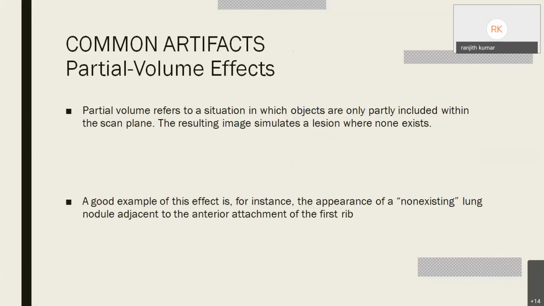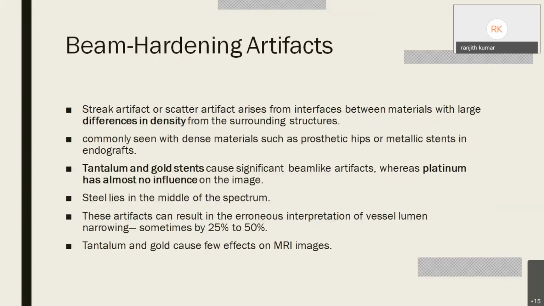Coming to the artifacts with CT angiography, one is the partial volume artifact. Here the object which we intend to evaluate is not completely in the scan. The other is the beam hardening artifact, also called scatter artifact, which is mainly seen in patients with prosthetic hips or metallic stents. Tantalum and gold have significant beam artifacts, whereas platinum has almost no influence in case of CT, whereas tantalum and gold cause few effects in case of MRI images.